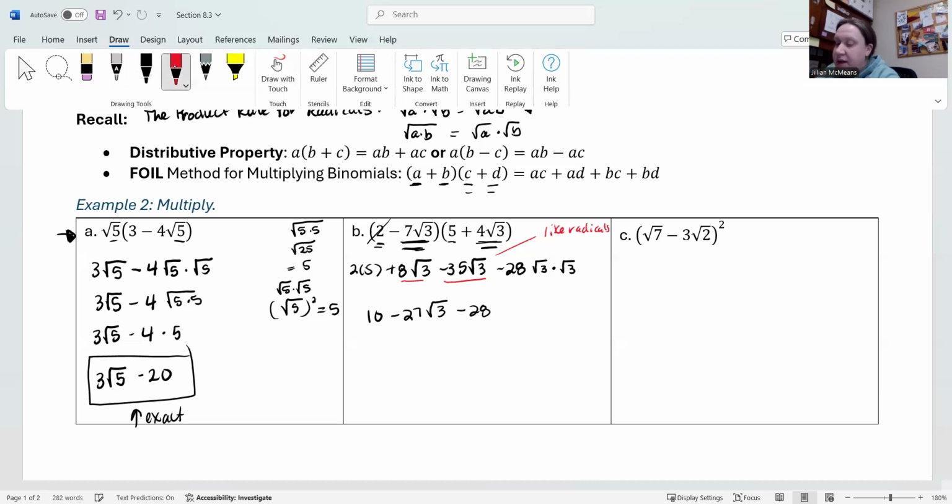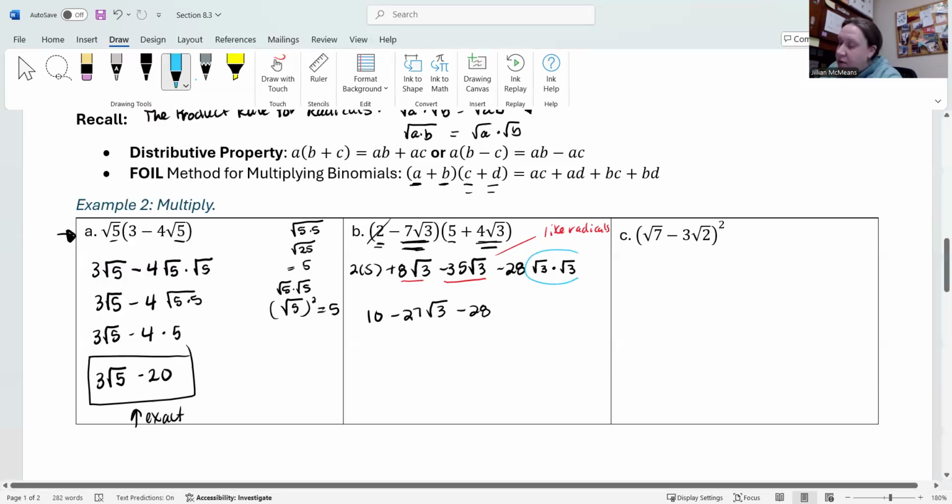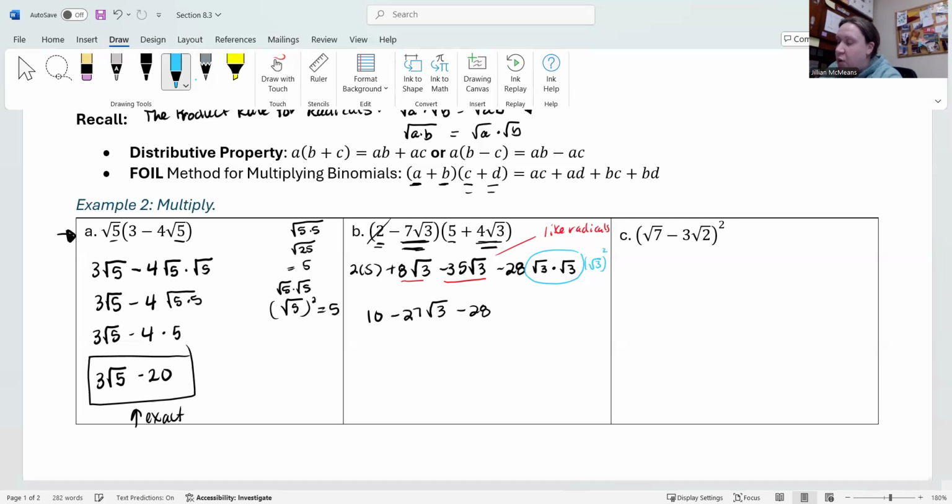But then when we look at this right here, well, this is really just the square root of 3 squared, right? We have the square root of 3 times itself, and a square root and an exponent of 2, they undo each other. So the square root of 3 times itself becomes just plain old 3. So this is times 3 right here.